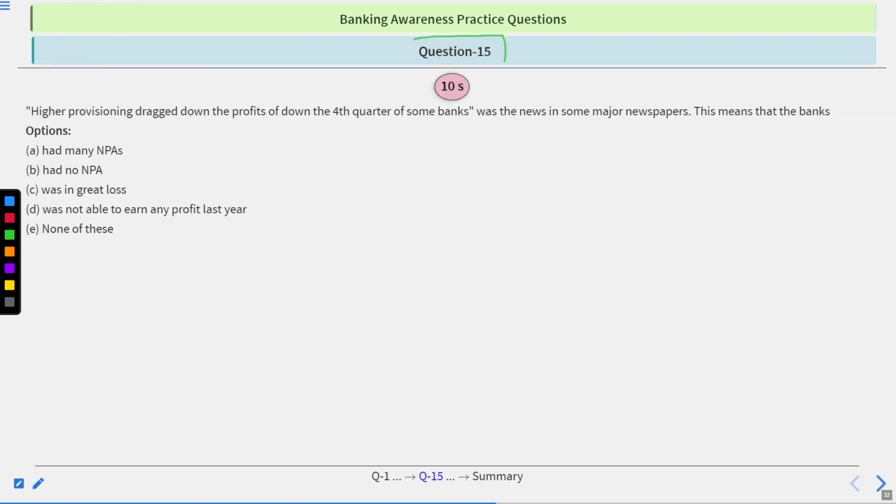Question number 15. Higher provisioning dragged down the profits of the fourth quarter of some banks. It was in the news, some major newspaper. This means that the banks had many NPAs, had no NPA, was in great loss, was not able to earn any profit last year, none of this. To answer this, you will have 10 seconds. Time starts now.